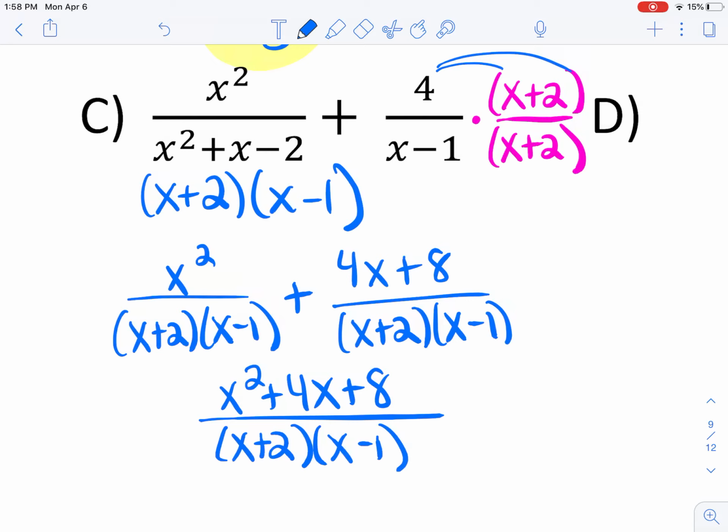Always check and see if you can simplify. The way we would try and simplify this one is to try and factor the numerator of x squared plus 4x plus 8. However, this one does not factor. There are no two numbers that will multiply to give you 8 and at the same time add to give you 4. So since this is not factorable, you're not going to be able to simplify either. This is our simplified answer.